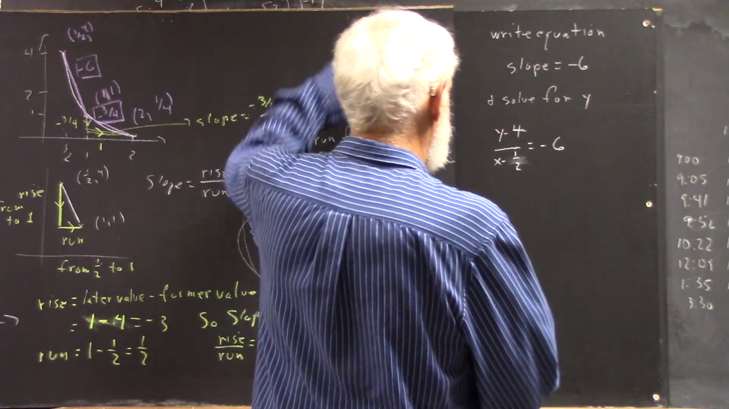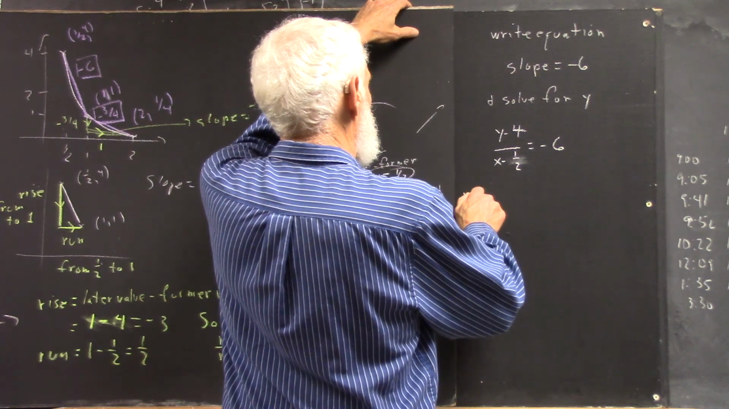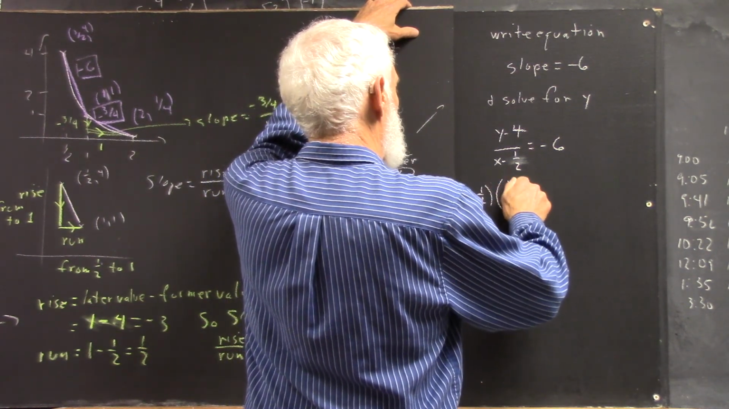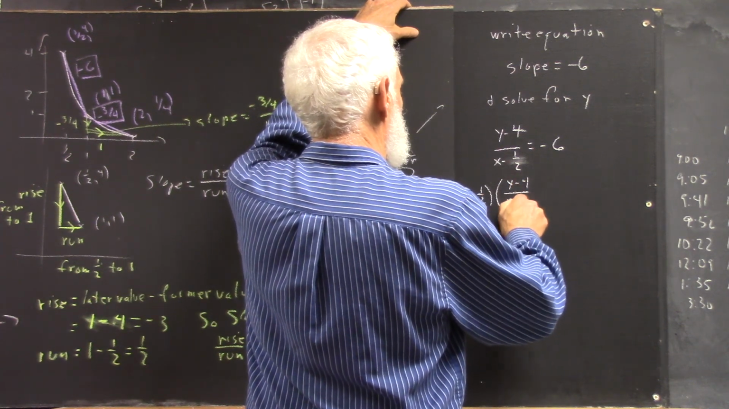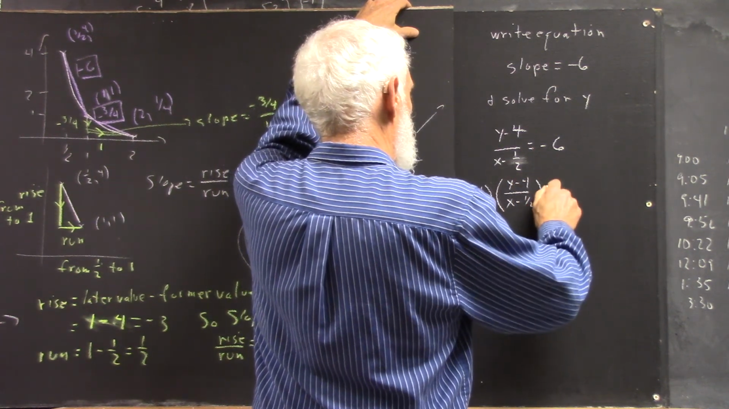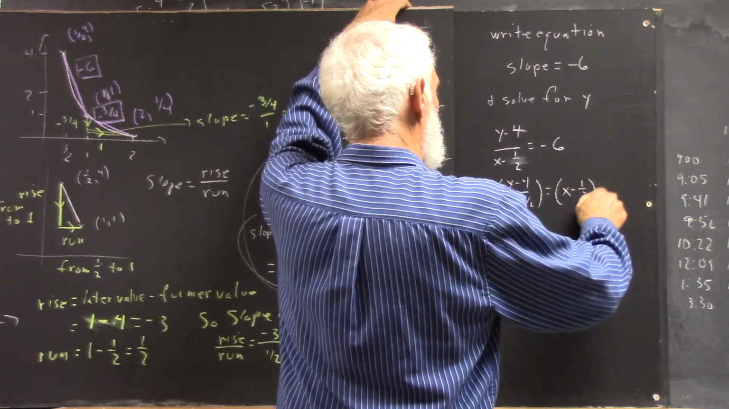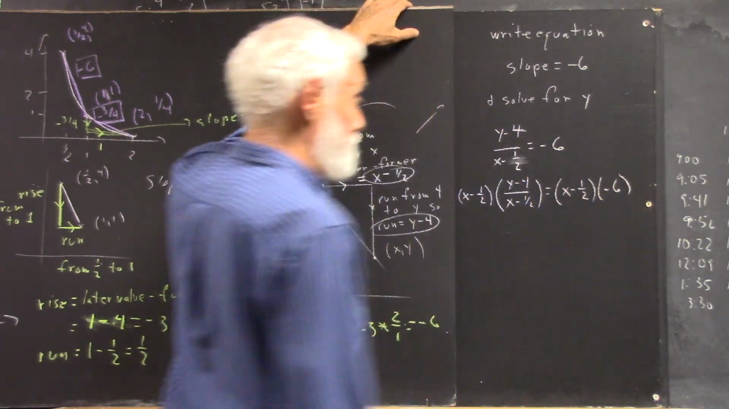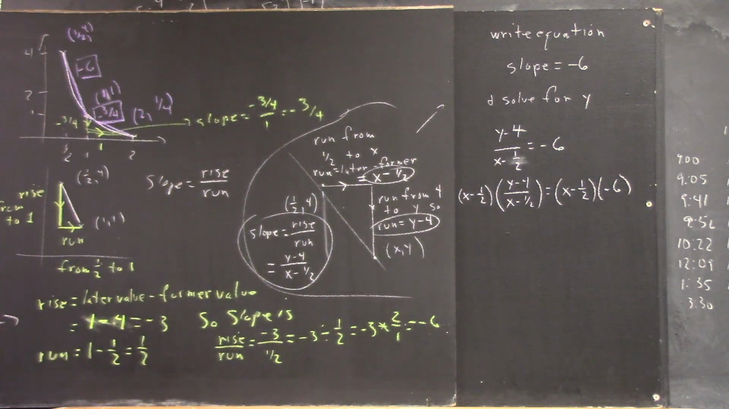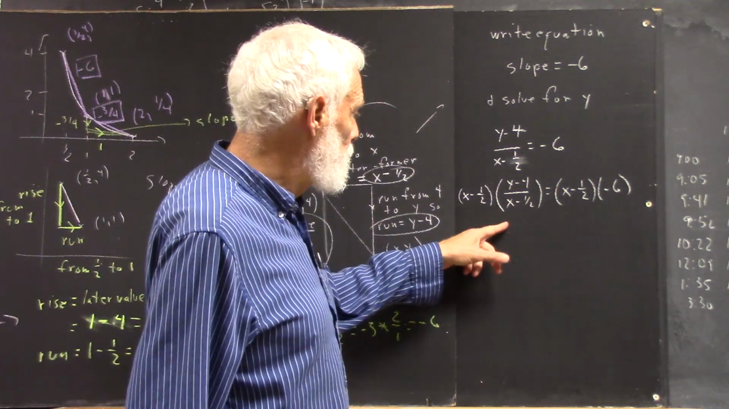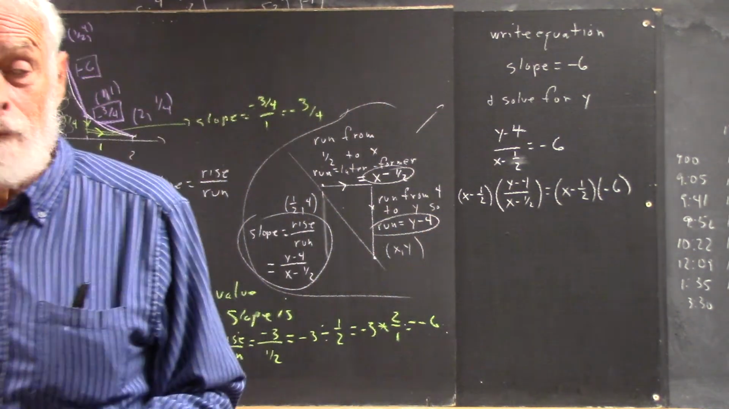So we do x minus 1/2 multiplied by y minus 4 over x minus 1/2 equals x minus 1/2 times -6, right? And that's the same thing. Now you're going to want to cross this out with this.